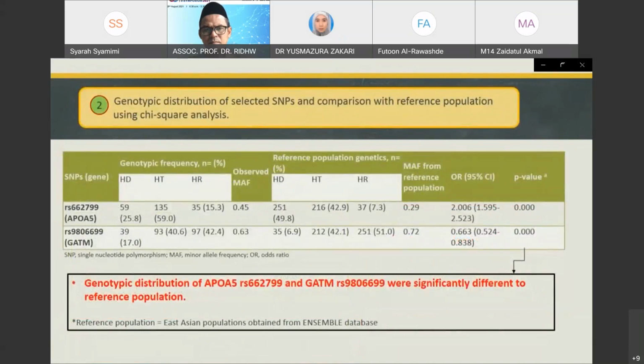The next result is the comparison of genotypic distribution of selected SNPs between our population and the reference population using the chi-square test of independence. The reference population here refers to East Asian population data obtained from the Ensembl database. Now, focusing on this table at the p-value of each SNP, you can see that the genotypic distribution of ApoA5 RS662799 and GATM RS9806699 were significantly different from the reference population.